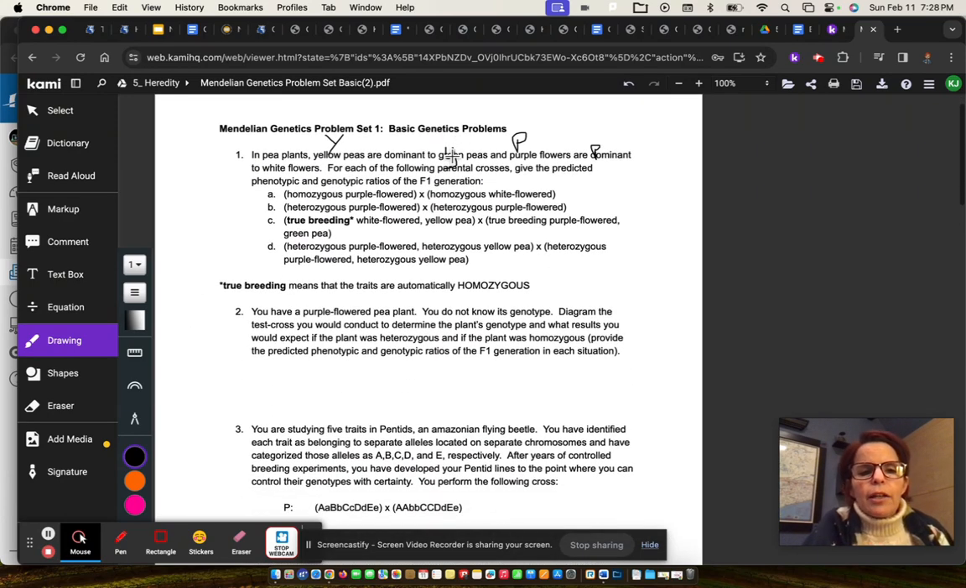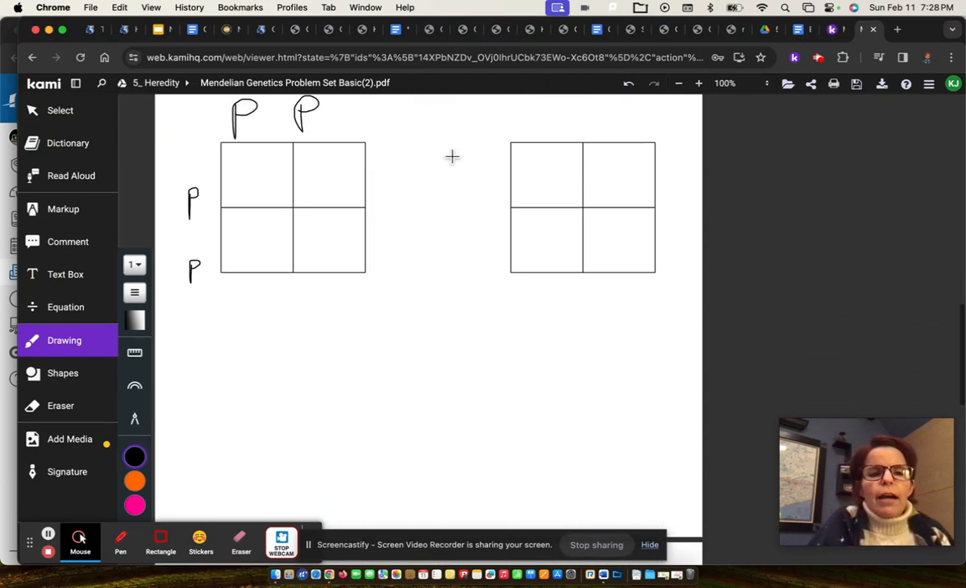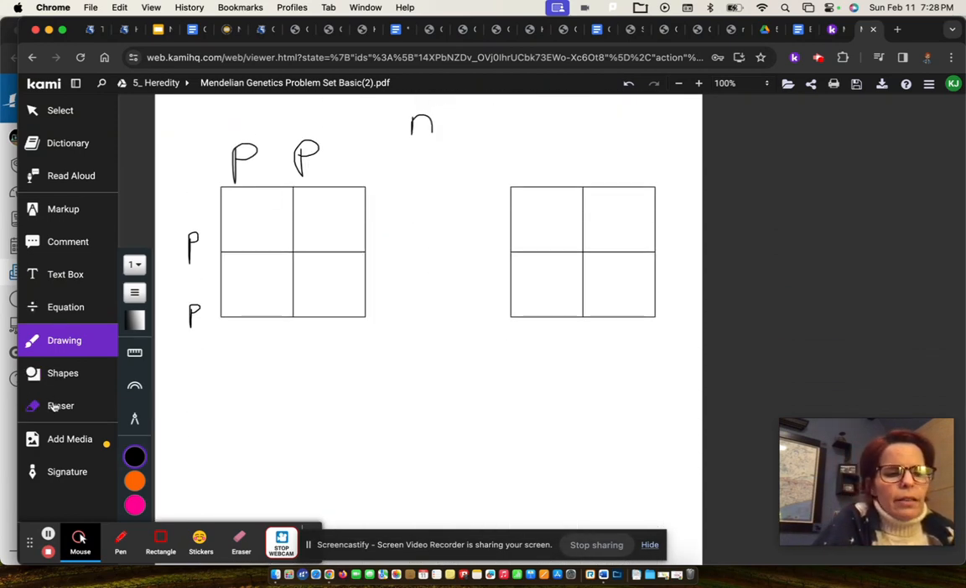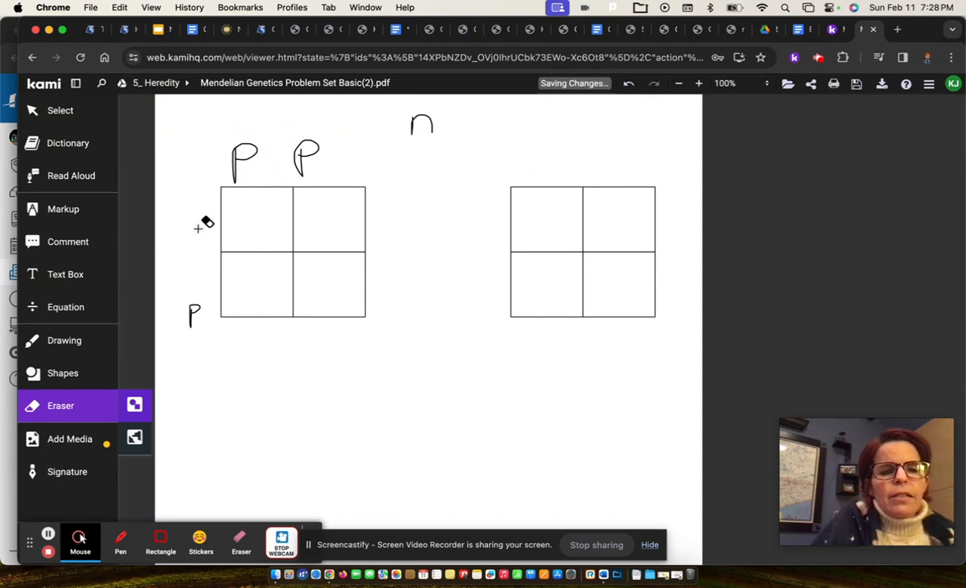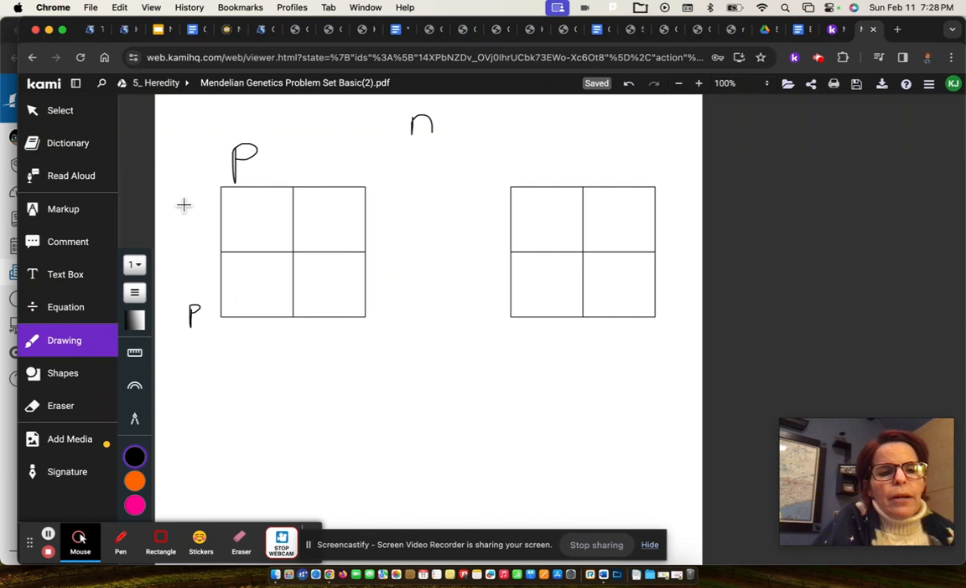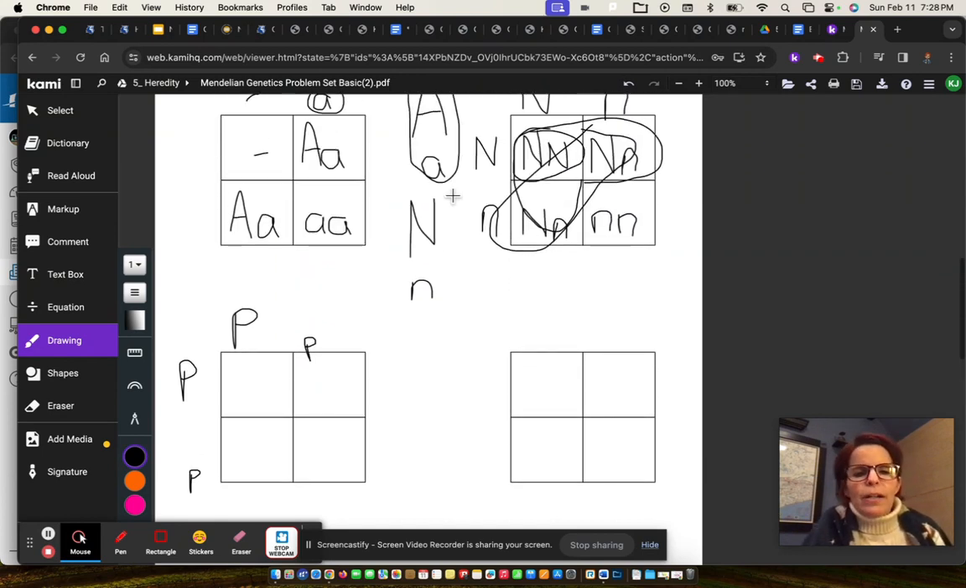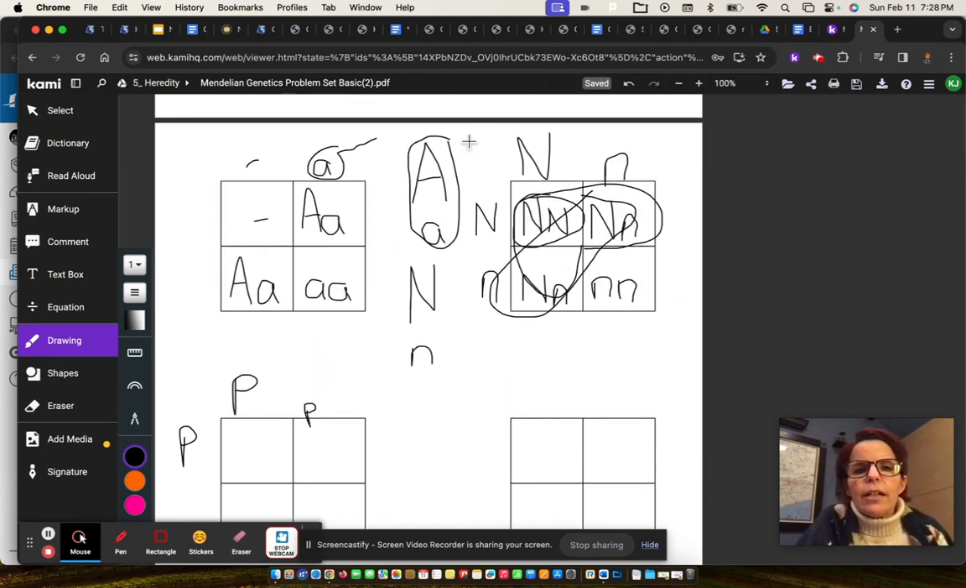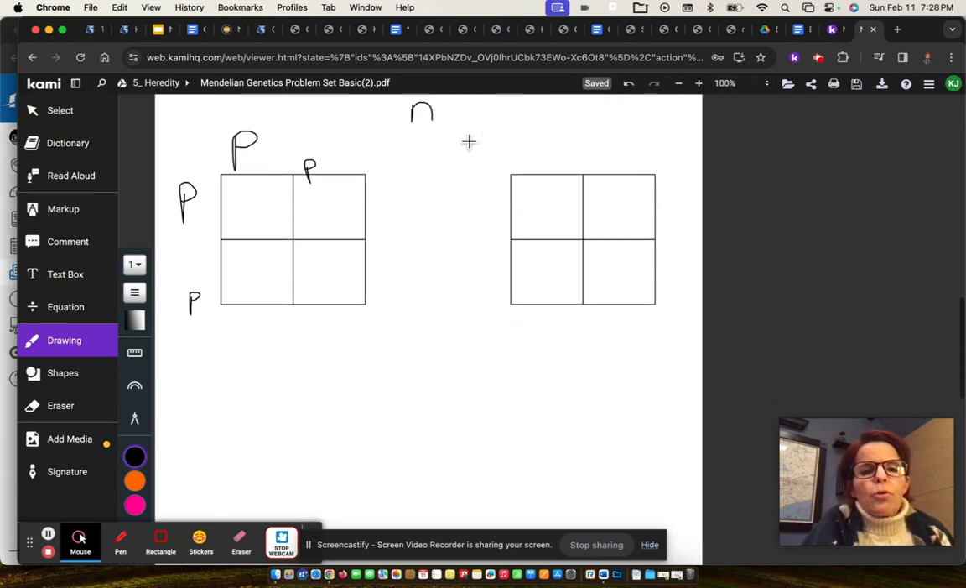Okay, so let's try letter B. Heterozygous purple flowered, heterozygous purple flowered. Okay, so that one, I'm going to do a little erasing here. Let's erase this one and try it again. So this time we have a capital P and a lowercase p. Well, that looks exactly like the two Punnett squares that we just did up here, where we have a dominant and a recessive. So in this case, you fill them in: capital P, capital P, capital P, lowercase p, capital P, lowercase p, and two lowercase p's.